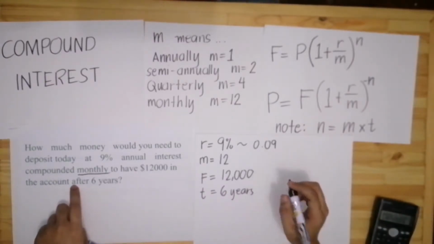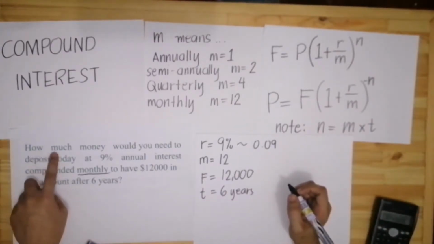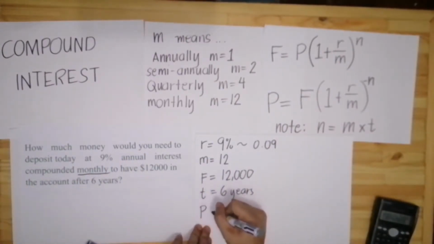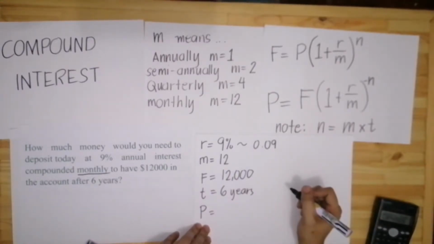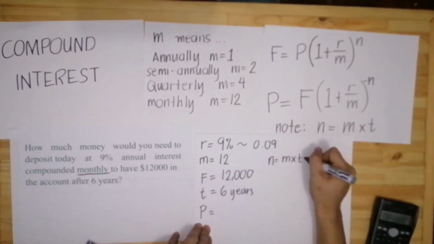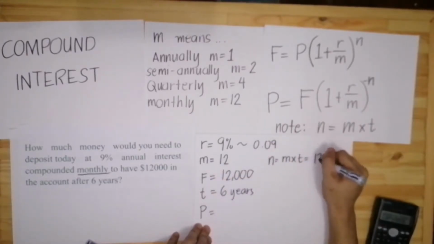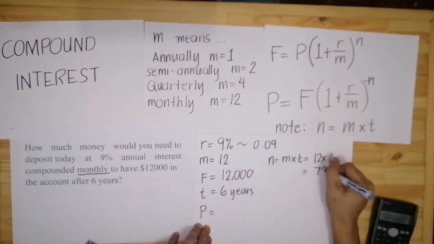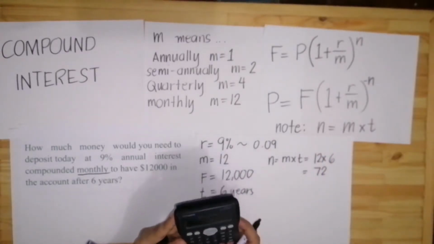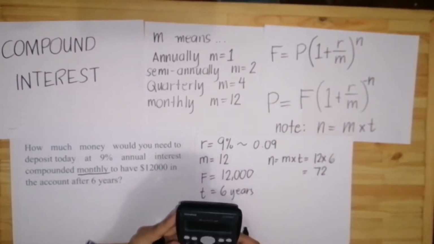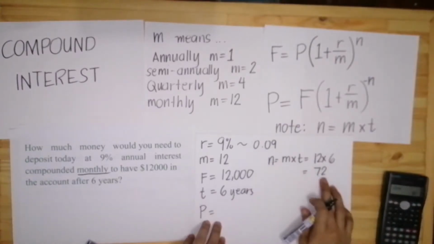So ngayon, ang hinahanap natin is how much money would you need to deposit. Magkano na i-deposit mo. So yung hinahanap mo yung present value. Okay? Or the principal amount. So kunin natin yung N. That is equal to M times T. So ang M natin ay 12 times T, 6. So 12 times 6 is equal to 72. Check natin. 12 times 6. 72. So N is equal to 72.